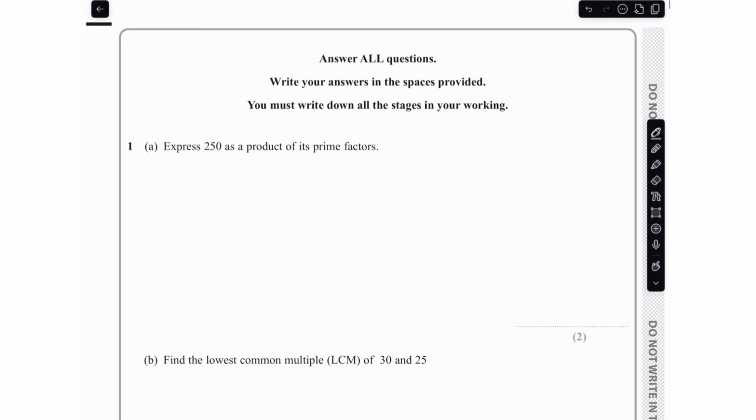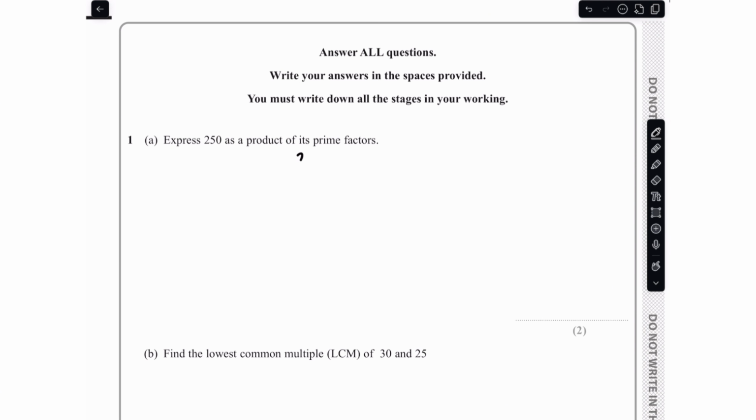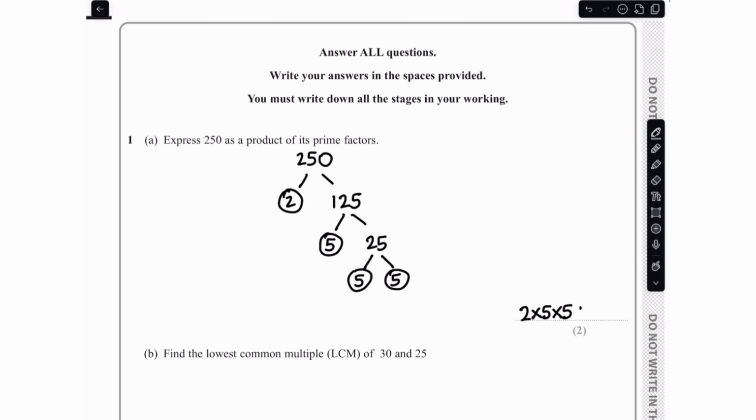In the first part of question 1, we are told to express 250 as a product of its prime factors. So the first thing I'm going to do is divide 250 by 2 and that gives me 125. I'm then going to divide 125 by 5 and that gives me 25. And then finally I'm going to divide 25 by 5 and that gives me 5. And so the final answer is 2 times 5 times 5 times 5.